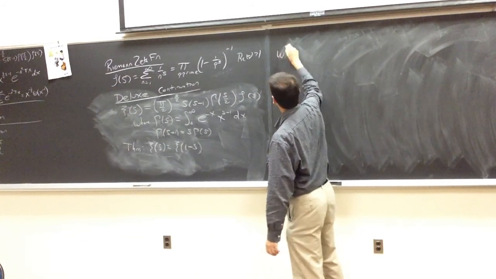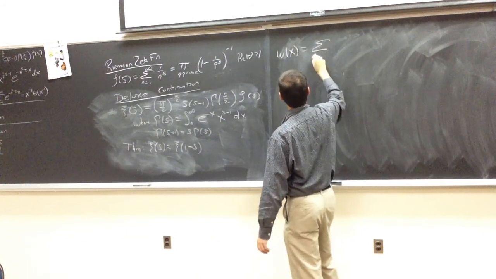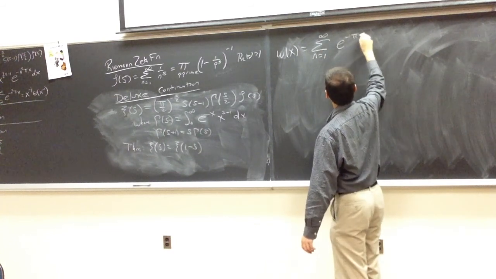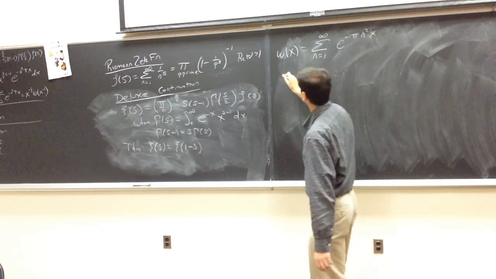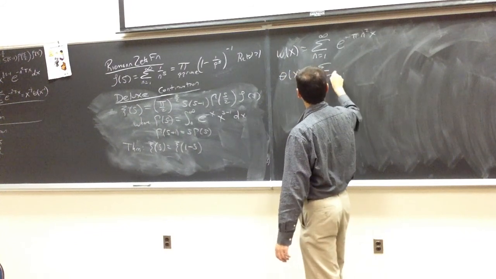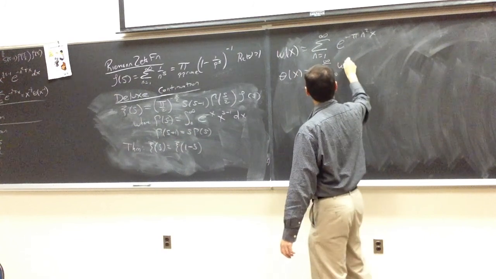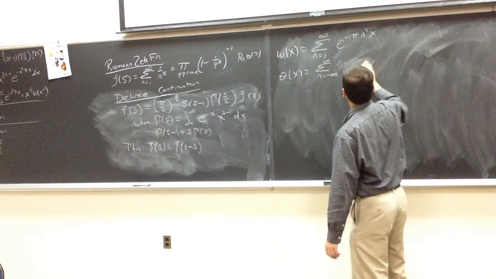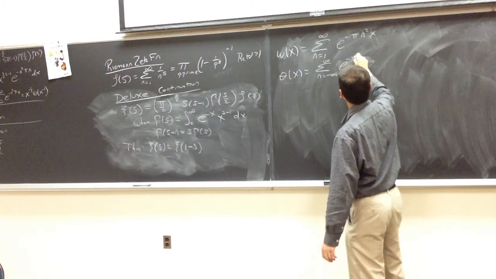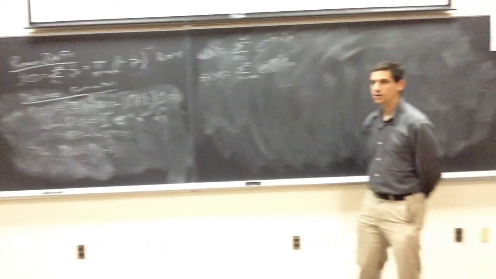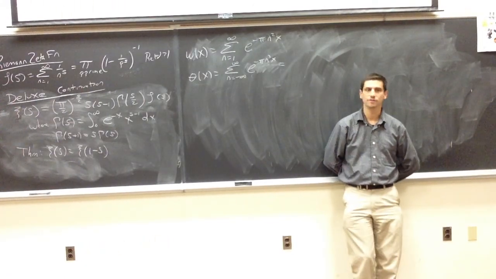Okay, so let's set omega of x to be the sum from 1 to infinity of e to the negative pi n squared x. Theta of x is going to be the sum from minus infinity to infinity of, whoa, not omega of x, sorry, e to the negative pi n squared x. How can you relate that to omega of x?